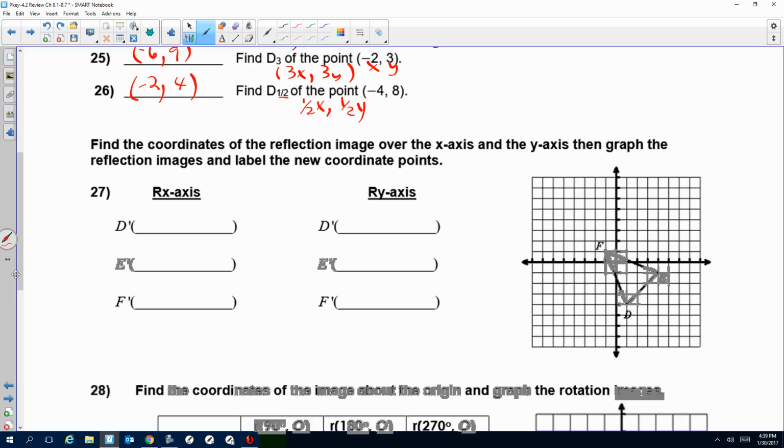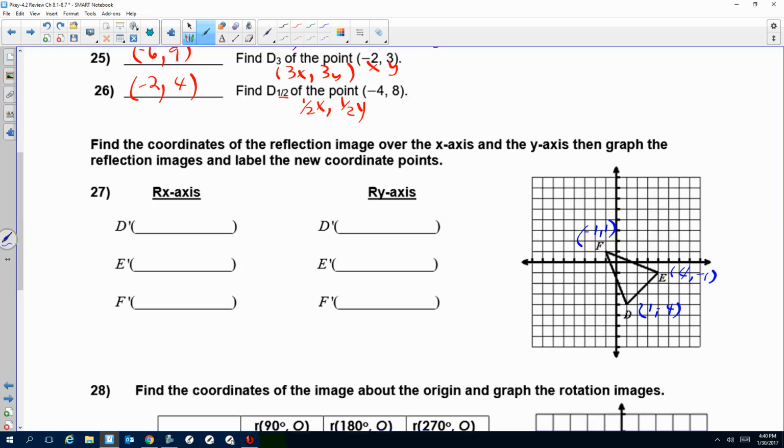Now here, it says find the coordinates of the reflection image over the x-axis and then reflect over the y-axis. I can't read. I'm sorry. And label the new point. So let's just start off. Let's just get the points that they have given us. So our D here is basically 1 comma negative 4. Our E is 4 comma negative 1, and our F is negative 1 comma 1.